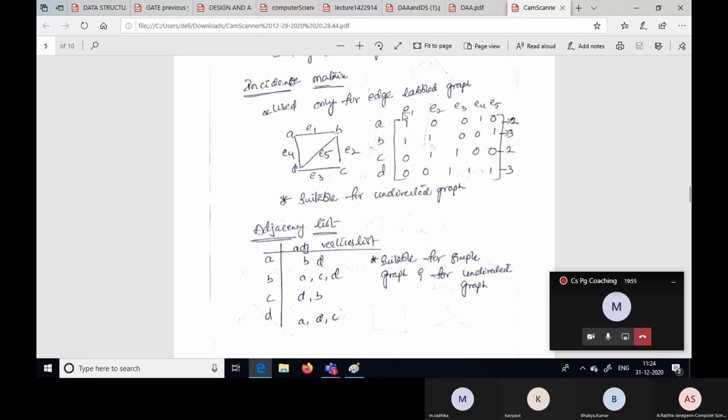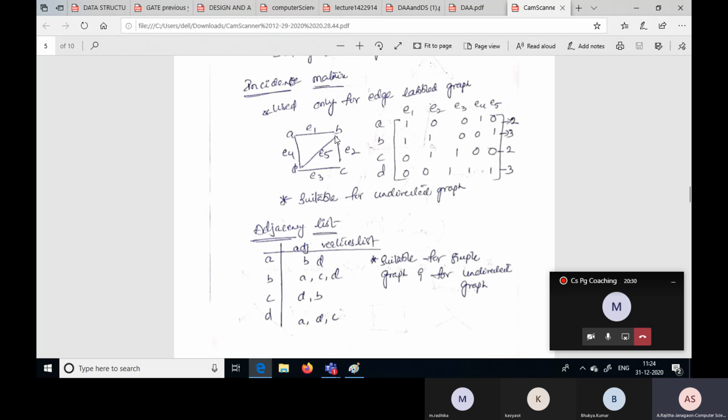That means on the column side you take all the edges. How many edges are there? E1, E2, E3, E4, E5. As many edges as there are in the graph, suppose 10 edges are there, then 10 columns are there. And coming to the rows, how many vertices are there, that many rows are there. So this is the concept.